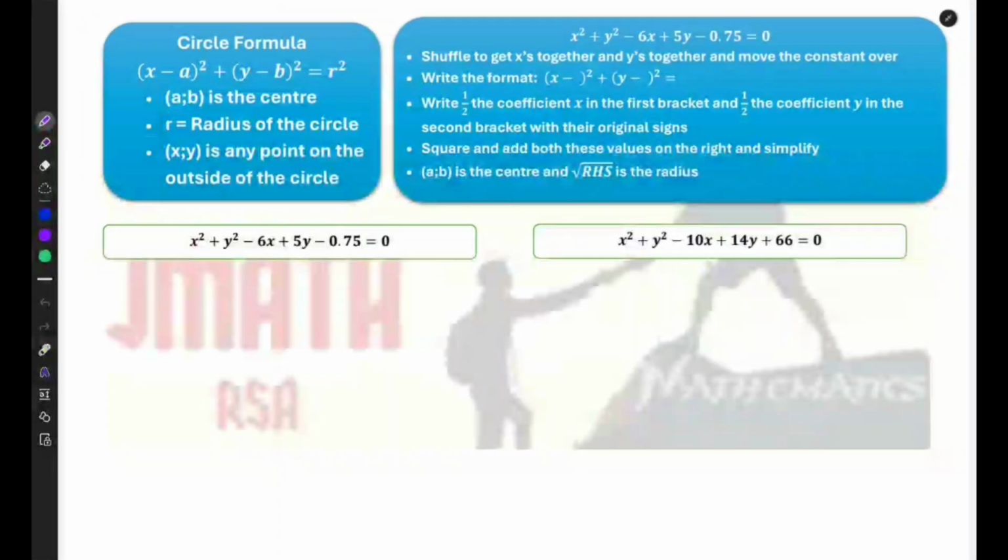In the next video, we will look at analytical geometry for grade 12 when they give you the extended formula for a circle. And remember, we want it in the format where we have a bracket with x's in and a bracket with y's in, and then we can see the radius. So let's look at the steps.